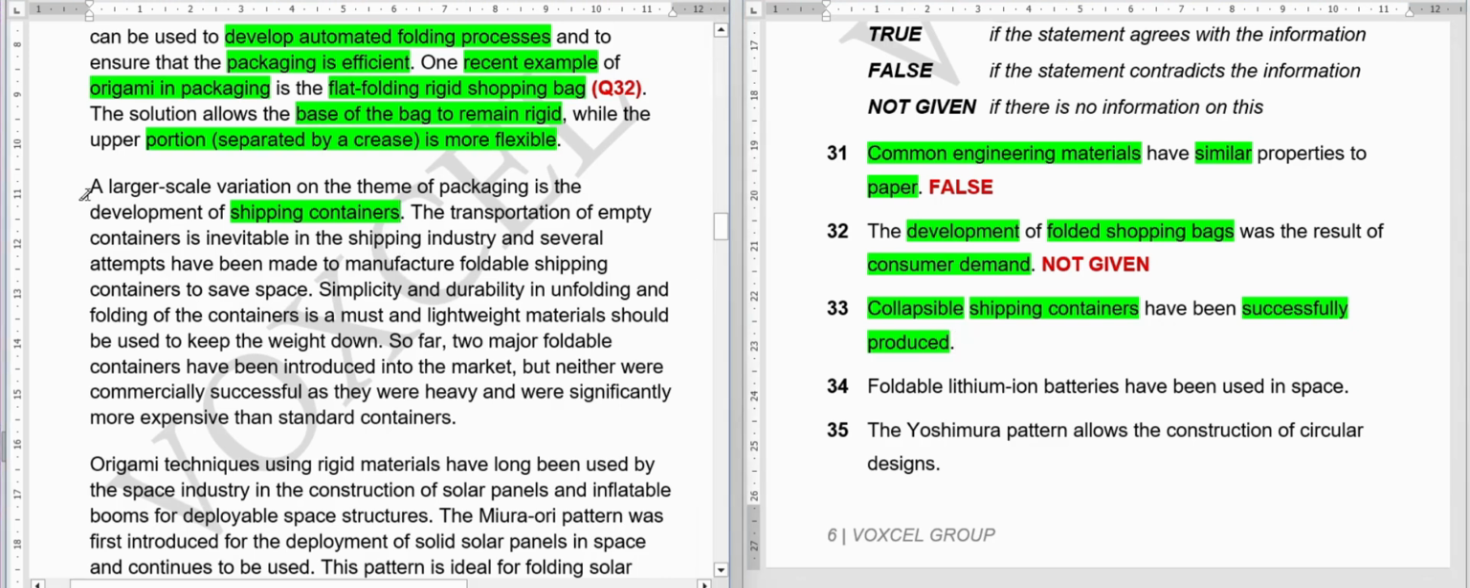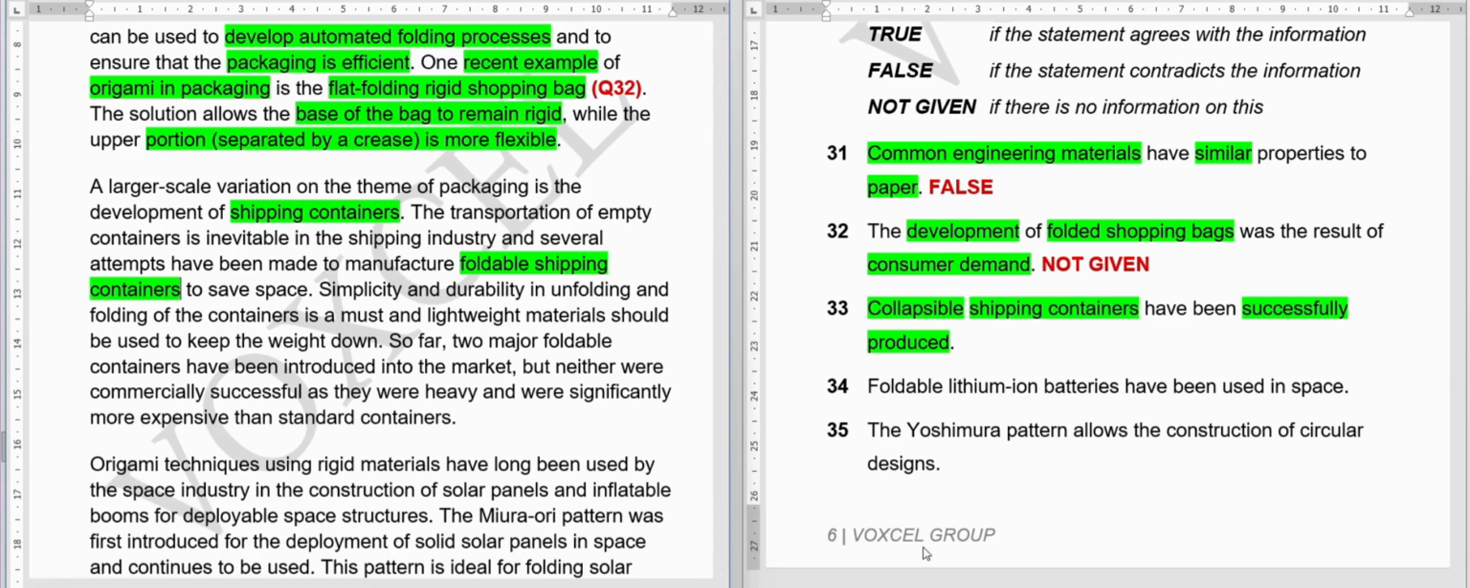Okay, let's read this. The transportation of empty containers is inevitable in the shipping industry, and several attempts have been made to manufacture foldable shipping containers to save space. Simplicity and durability in unfolding and folding of the containers is a must, and lightweight materials should be used to keep the weight down. So far, two major foldable containers have been introduced into the market, but neither were commercially successful as they were heavy and were significantly more expensive than standard containers.